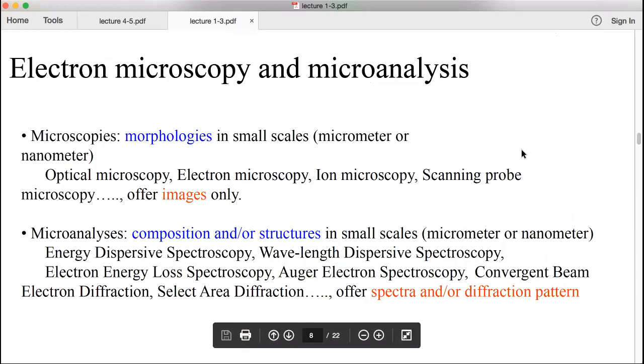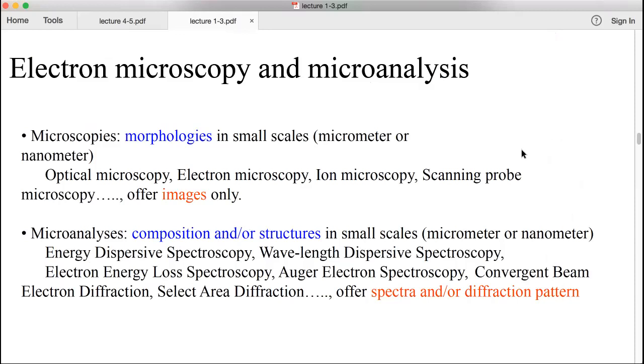So, electron microscopy and microanalysis. Now, microscopies we basically use to get an idea about the morphology at small scales that can go down to micrometer and nanometer. Typically, we use optical microscopy, electron microscopy, ion microscopy, and scanning probe microscopy. They mainly offer images, right? So if you want to see how you have developed a nanocomposite and how it looks, whether it's agglomerated, whether it has a smooth surface or a bumpy, rough surface, you can put it into a microscope and obtain an image.